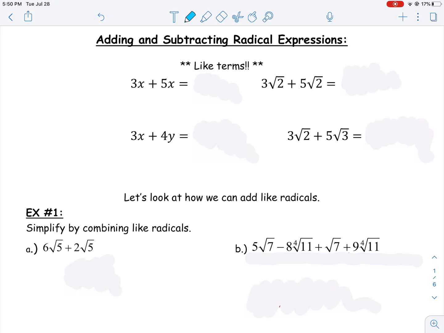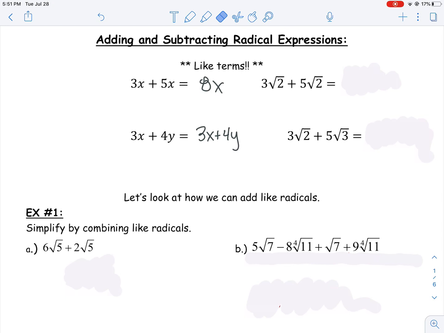Now, when we're adding and subtracting radicals, we have to be able to combine like terms only. We've done this before with algebra. Remember, if we have a 3x plus a 5x, as long as they have the same variable with the same exponent, we should be able to combine those like terms and really say that we have 8x. 3x plus 5x is 8x because those are like terms. But if I have 3x plus 4y, because I don't have the same variable with the same exponent, those are not like terms. We wouldn't be able to put those together, so we would just have to leave it, 3x plus 4y.